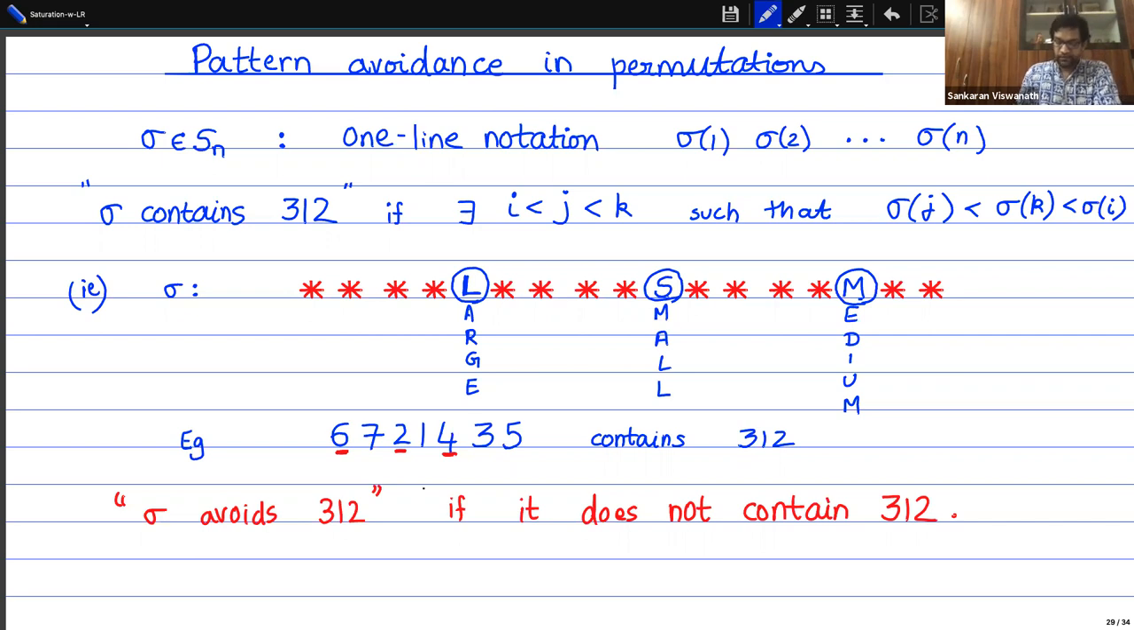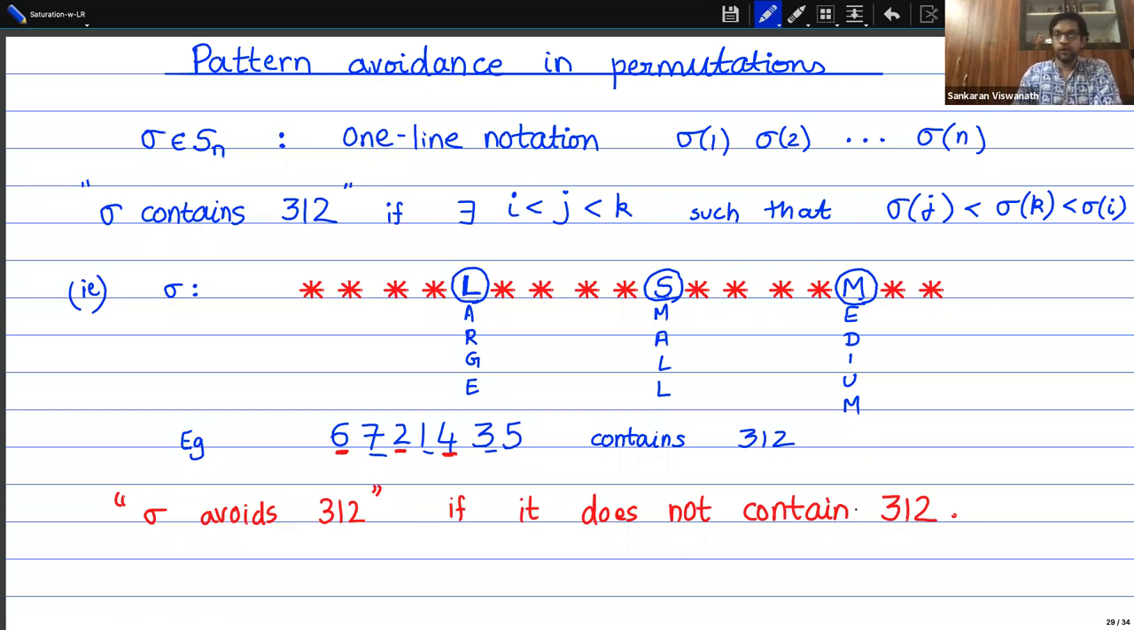In fact, there are many other ways in which it contains 3, 1, 2. For example, you can also look at 7, 1, 3. That's also three numbers of that kind. And you say that it avoids 3, 1, 2 if it doesn't contain 3, 1, 2. So that's what pattern avoidance means.